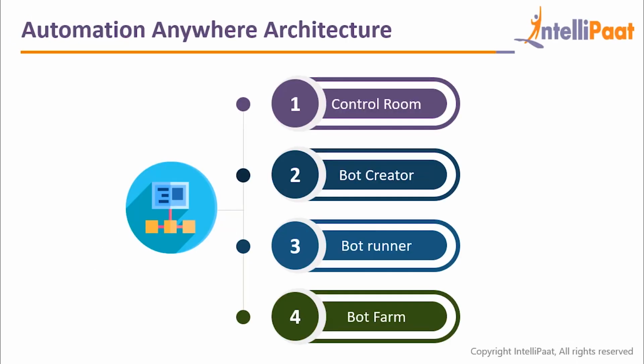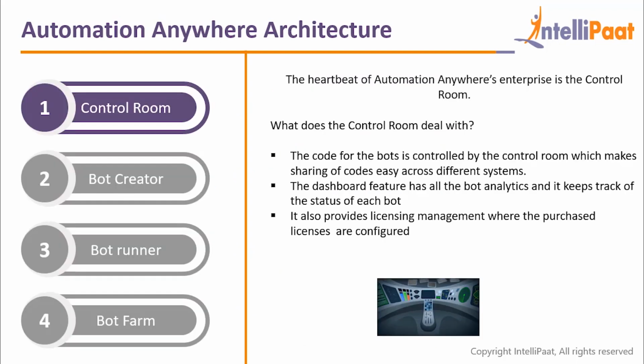Let's talk about Automation Anywhere architecture now. The main components of Automation Anywhere architecture are the control room, bot creator, bot runner, and the bot farm. Let me give you a brief explanation of each of these components. Control room. It is called the heartbeat of Automation Anywhere's enterprise. Now, what does it deal with?